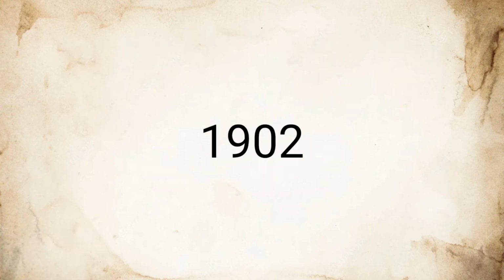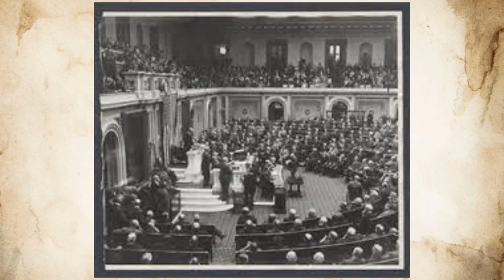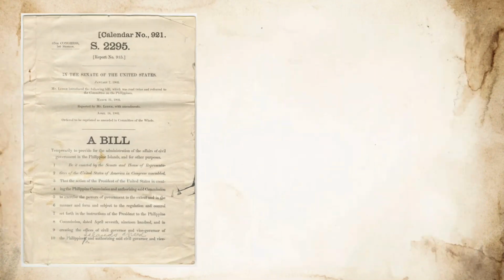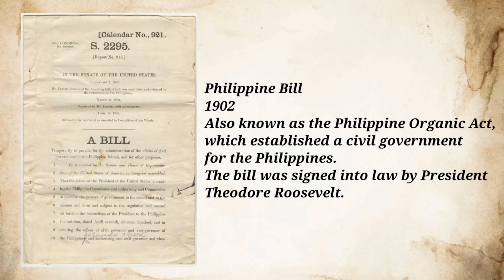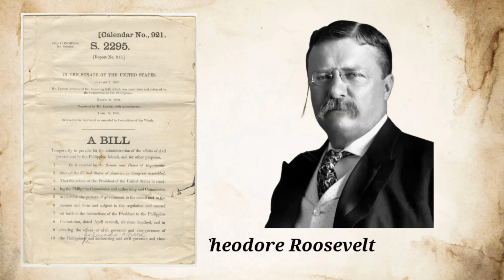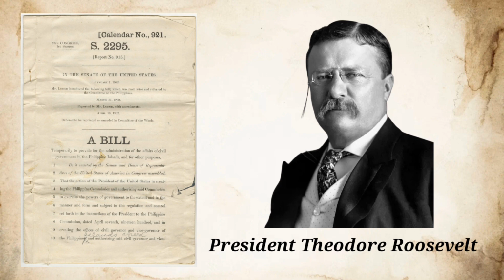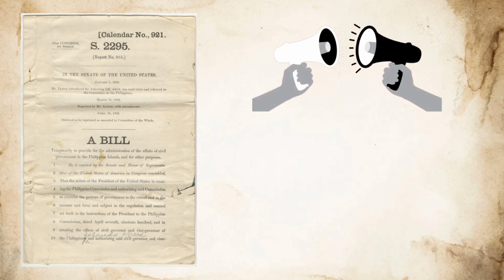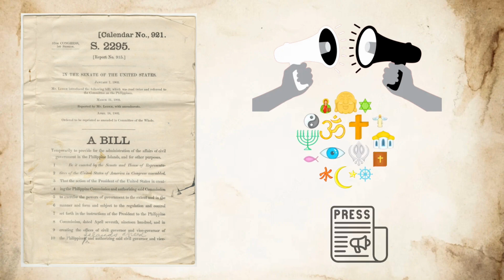In 1902, the United States Congress passed the Philippine Bill, also known as the Philippine Organic Act, which established a civil government for the Philippines. The bill was signed into law by President Theodore Roosevelt. The bill also established a system of courts and provided for the protection of individual rights and civil liberties, such as freedom of speech, religion, and the press.